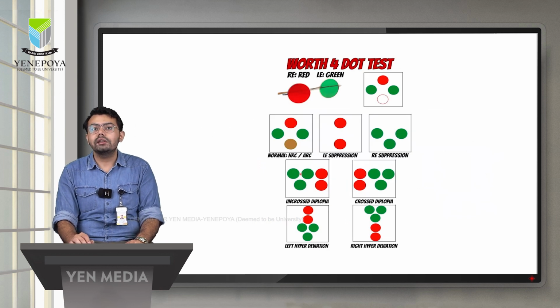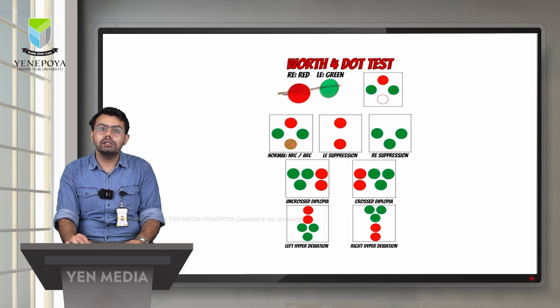So coming to Worth 4 dot test interpretation, if the eyes are normal, the patient gets to see the Worth 4 dot test like this or like this, meaning the white provides clues from both eyes, so it can be seen as white or brown. If there is a left eye suppression, the 3 green images falling on the left eye will be suppressed, so the patient sees only the right eye image, that is the red. If there is right eye suppression, the images from the right eye are suppressed, that is the 2 red dots, so the patient sees only 3 green dots.